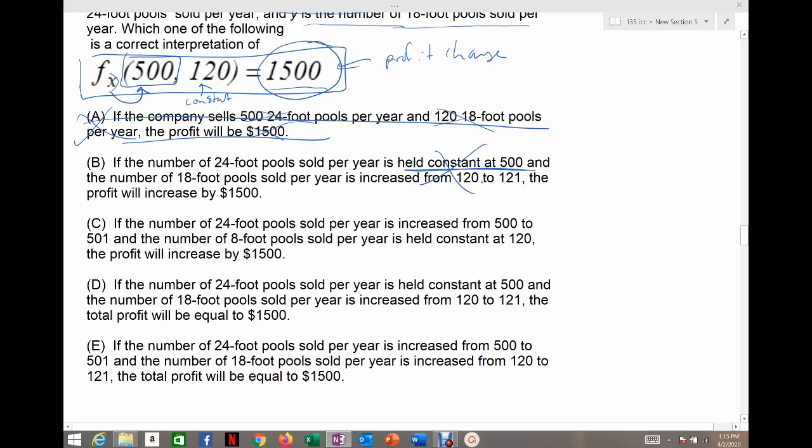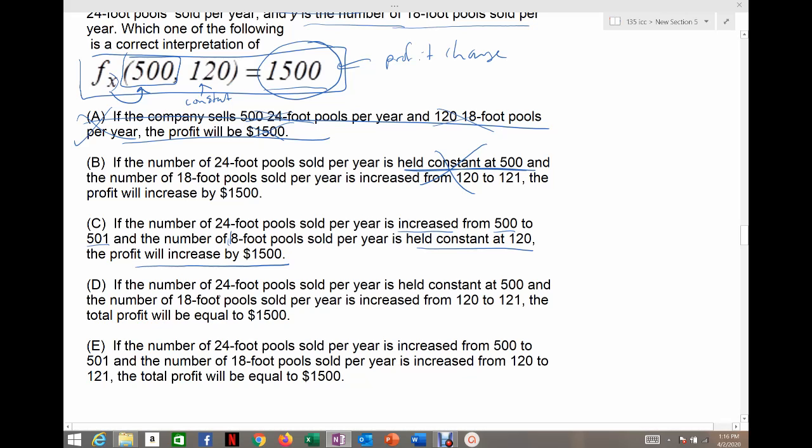C, the 24-foot pools are increasing from 500 to 501. So far that's what we're doing. The 18-foot pools are being held constant at 120. When that happens, profit increases by 1500. So that one's looking good. But I'm going to read the rest of them to make sure that's the best choice.